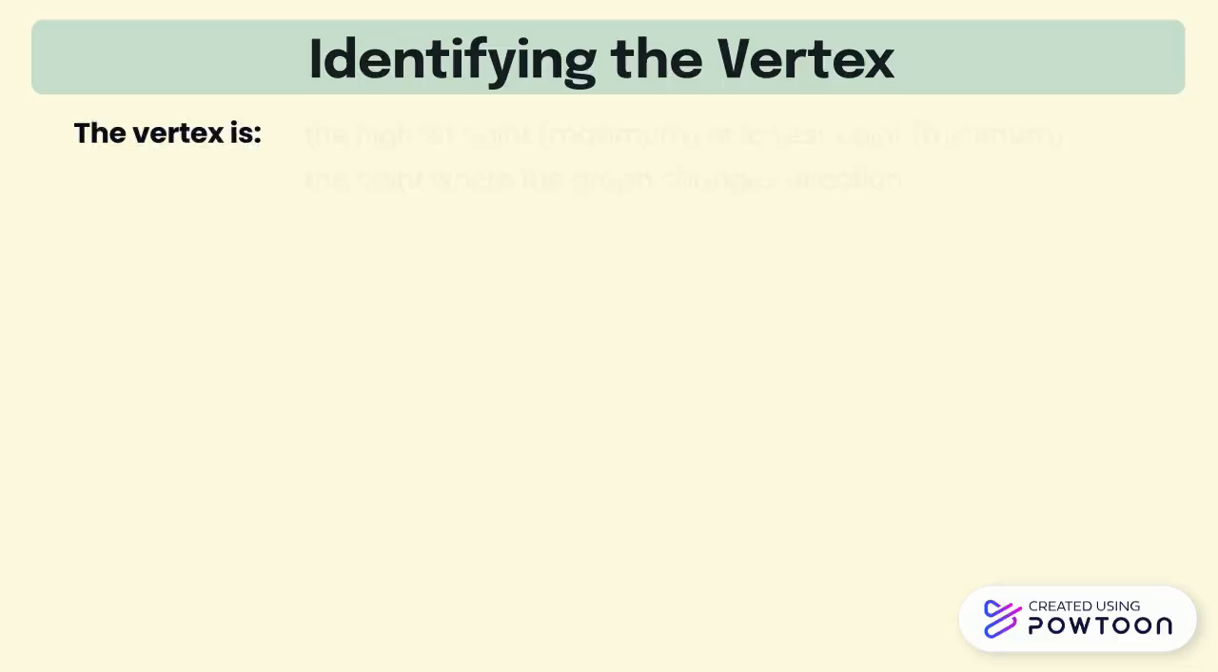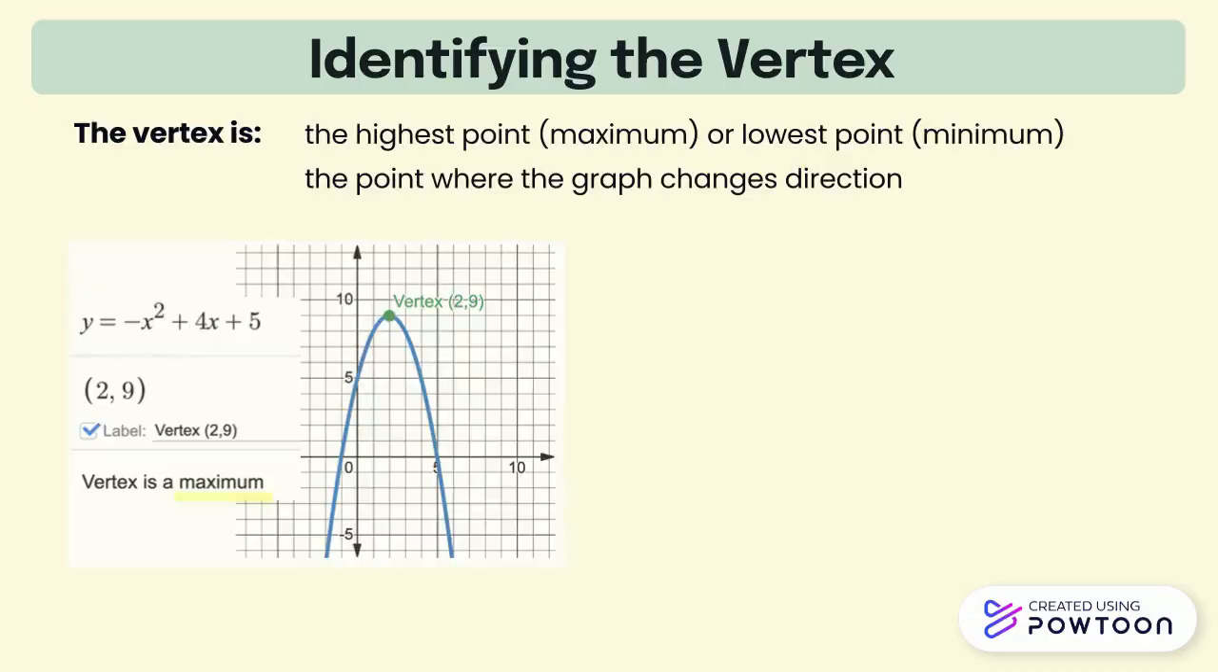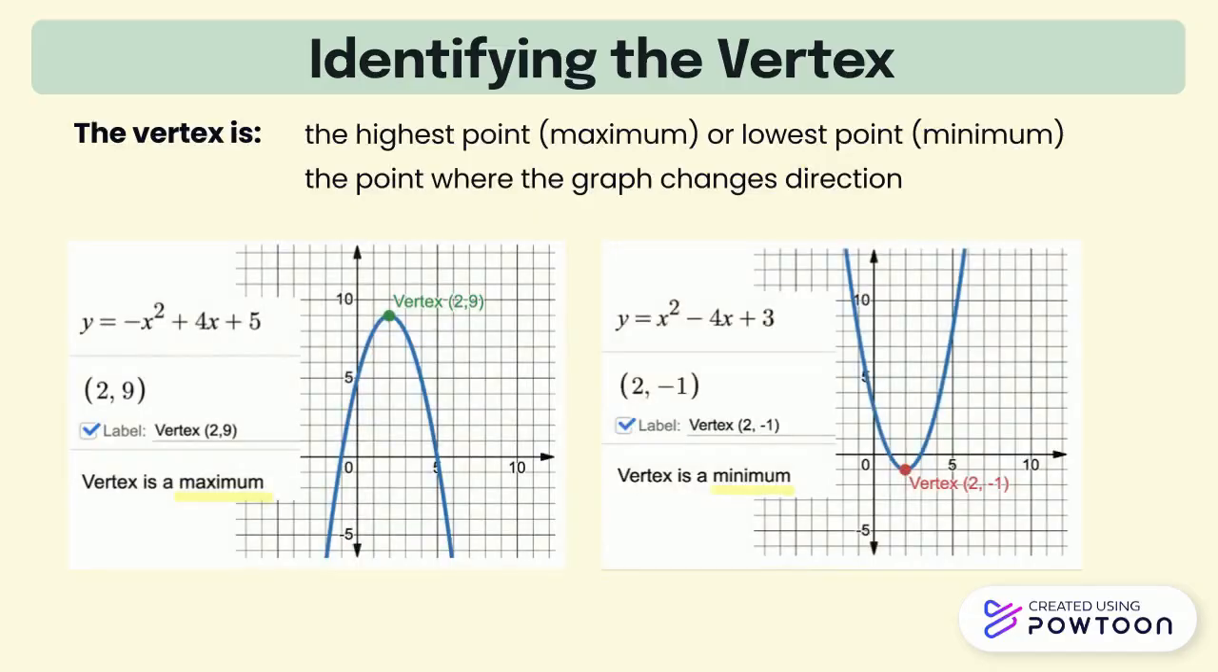The vertex is the highest or lowest point on the graph. It shows where the parabola changes direction and can help us identify a maximum or minimum value.